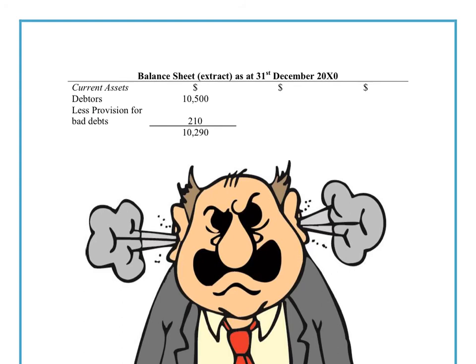And we can see here that using the accounting rule of prudence in our balance sheet, if we look at the extract, that would give us a debtors figure of 10,500 minus 210, which is the provision that we're accounting for, and would represent a much more realistic value of our debtors of 10,290. Remember, prudence rule, we undervalue a fixed asset as opposed to overvaluing it.